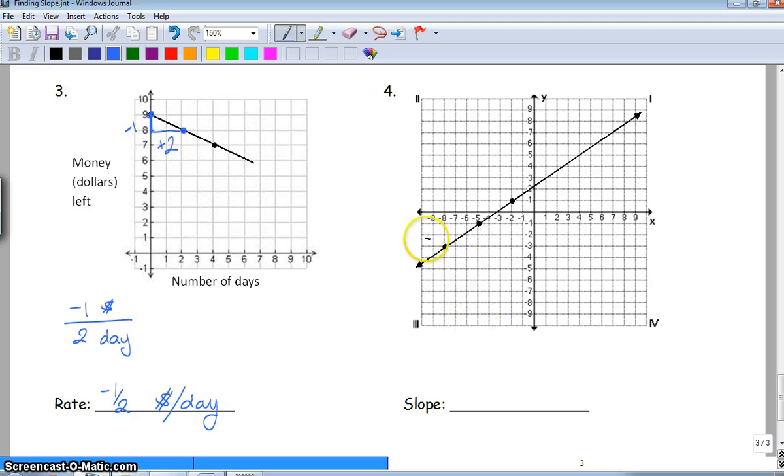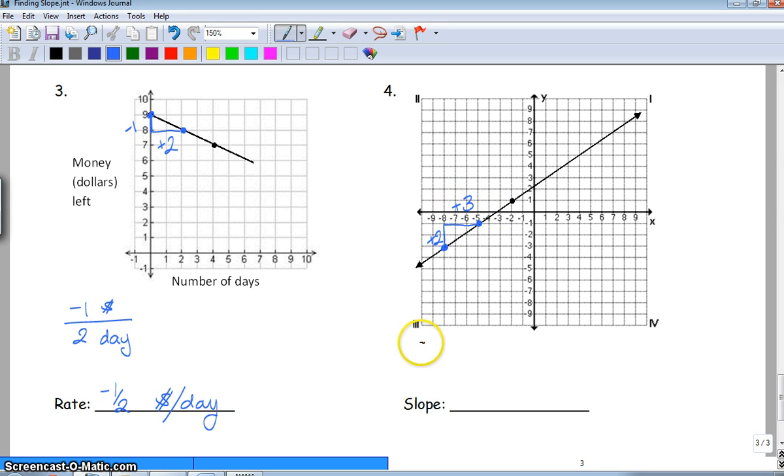Number 4, we're dealing with slope. There are no units. Pick your furthest left point and move to the next point. Find your change in y first. So you're going to move up or down. In this case, up 1, 2. Then move left or right to find your change in x. So we're going to move to the right 1, 2, 3. And we're moving a positive 3.